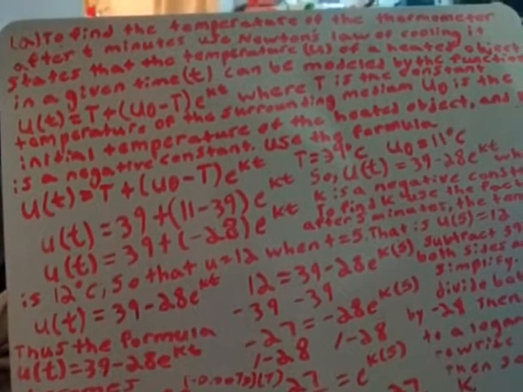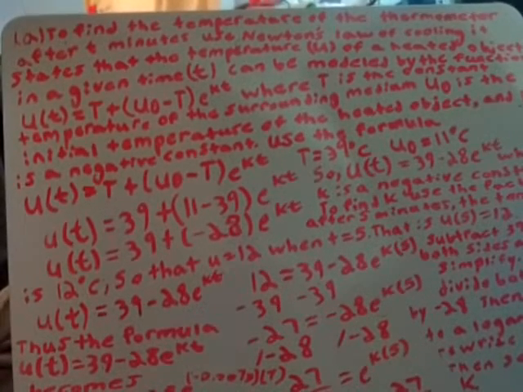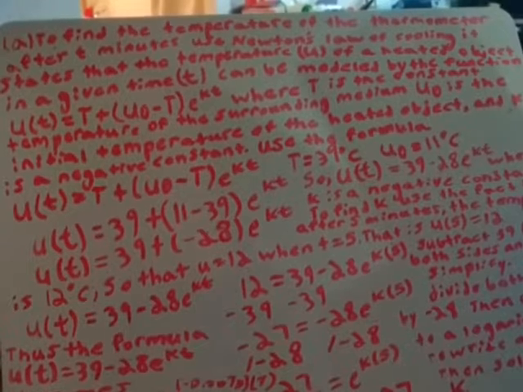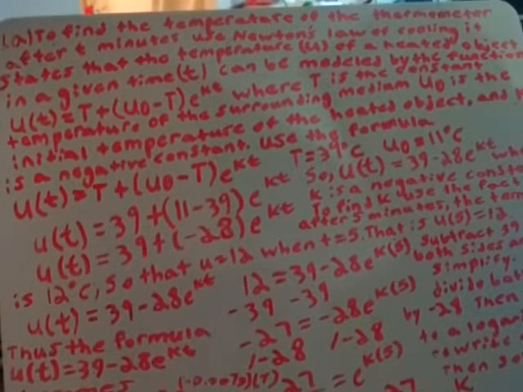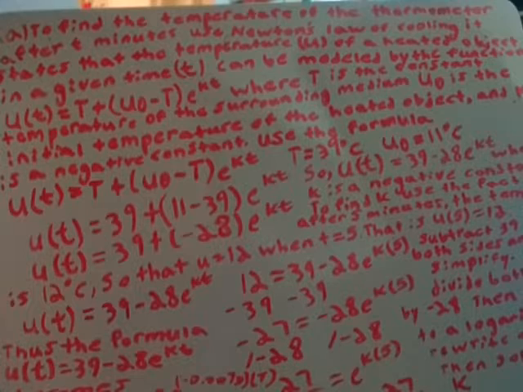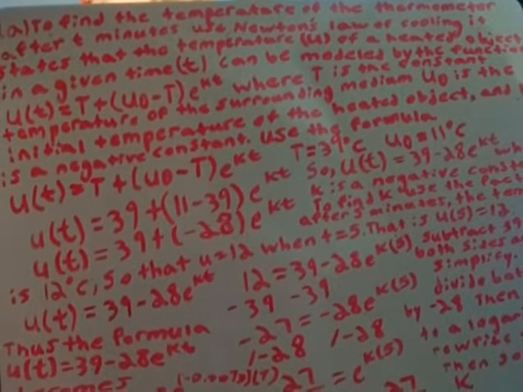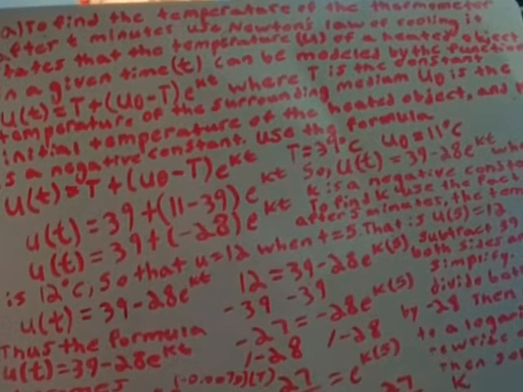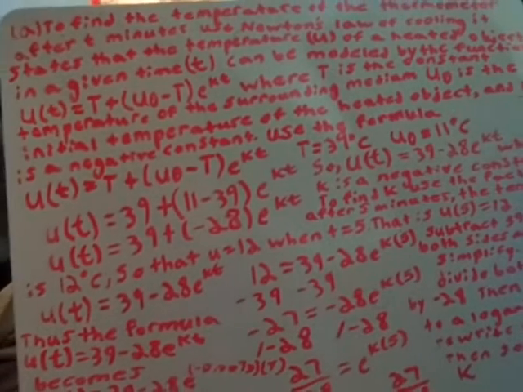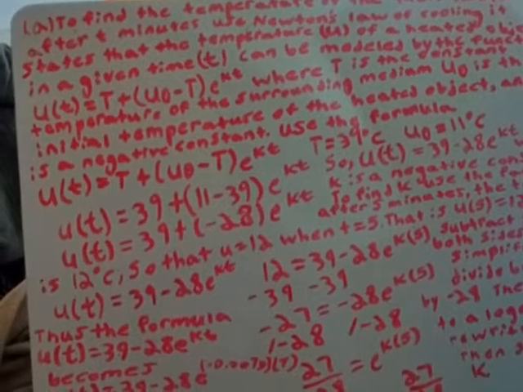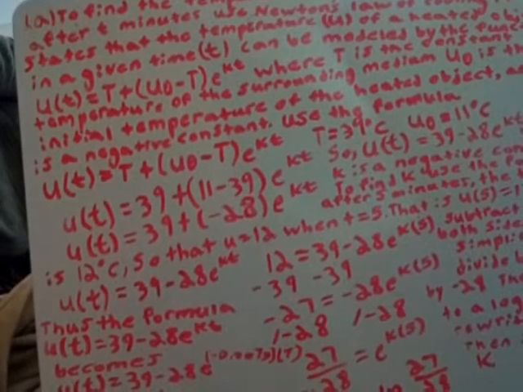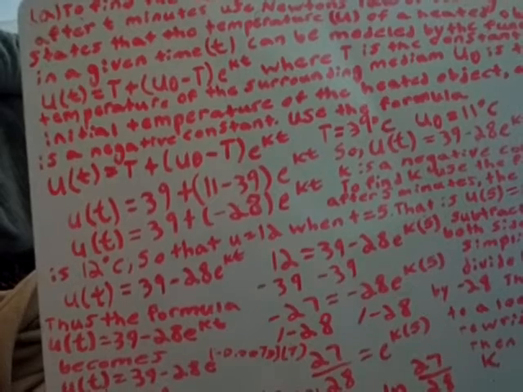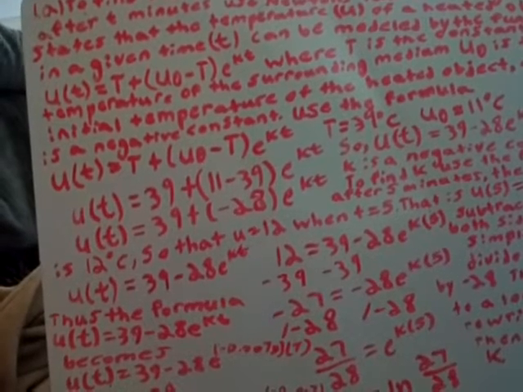It states that the temperature U of a heated object at a given time t can be modeled by the function U(t) equals capital T plus the initial temperature, which is U of naught, minus capital T, with capital T representing the temperature of the surroundings, times e raised to the kt power, k being the rate and t being time.